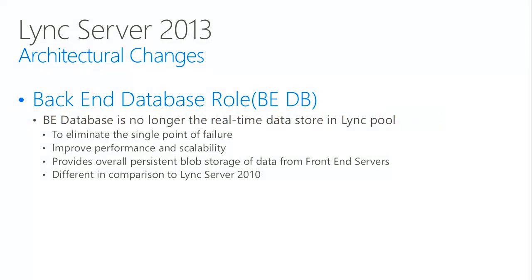So let's just talk a little bit about the architectural changes that happened in 2013 in comparison to 2010. The first one was the back-end database role, or the BE role. One significant point here is it's no longer used to store real-time data in the Lync pool. The reason for this was to eliminate our single point of failure, and also performance. Where we saw some performance issues was that a lot of the time customers would use some type of SAN storage. They would have their back-end databases sitting on that SAN storage with a myriad of other application databases. And then they'd wonder why there were performance issues in their Lync user pool. This was a result of sharing the back end.